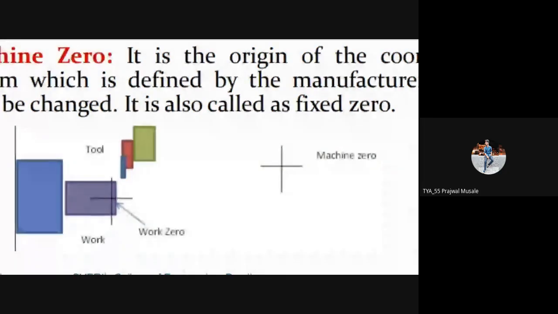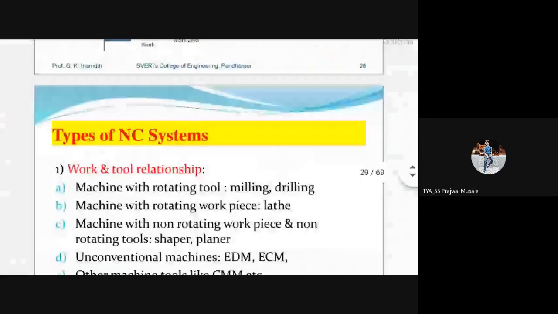So the next point is the types of NC system. Now the different types are there according to the work and tool relationship.